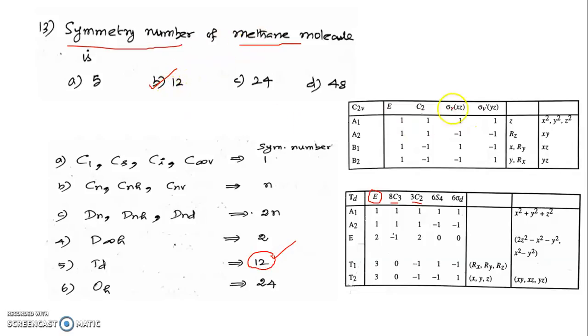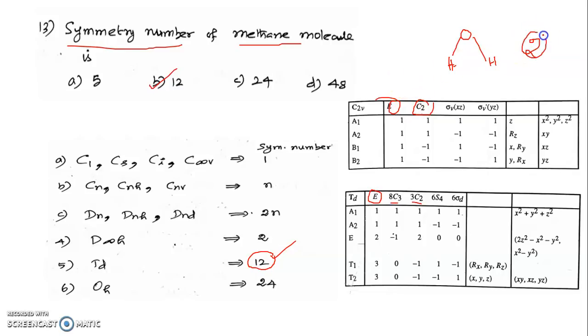Listen, suppose you take another molecule, say the water molecule. How many symmetry numbers are present in the water molecule? How to analyze this? Listen, you know very well, the point group of the water molecule is C2v. In the C2v point group, we have one C2 rotation operation and we have an identity operation. So the total is 2. So the symmetry number is 2.